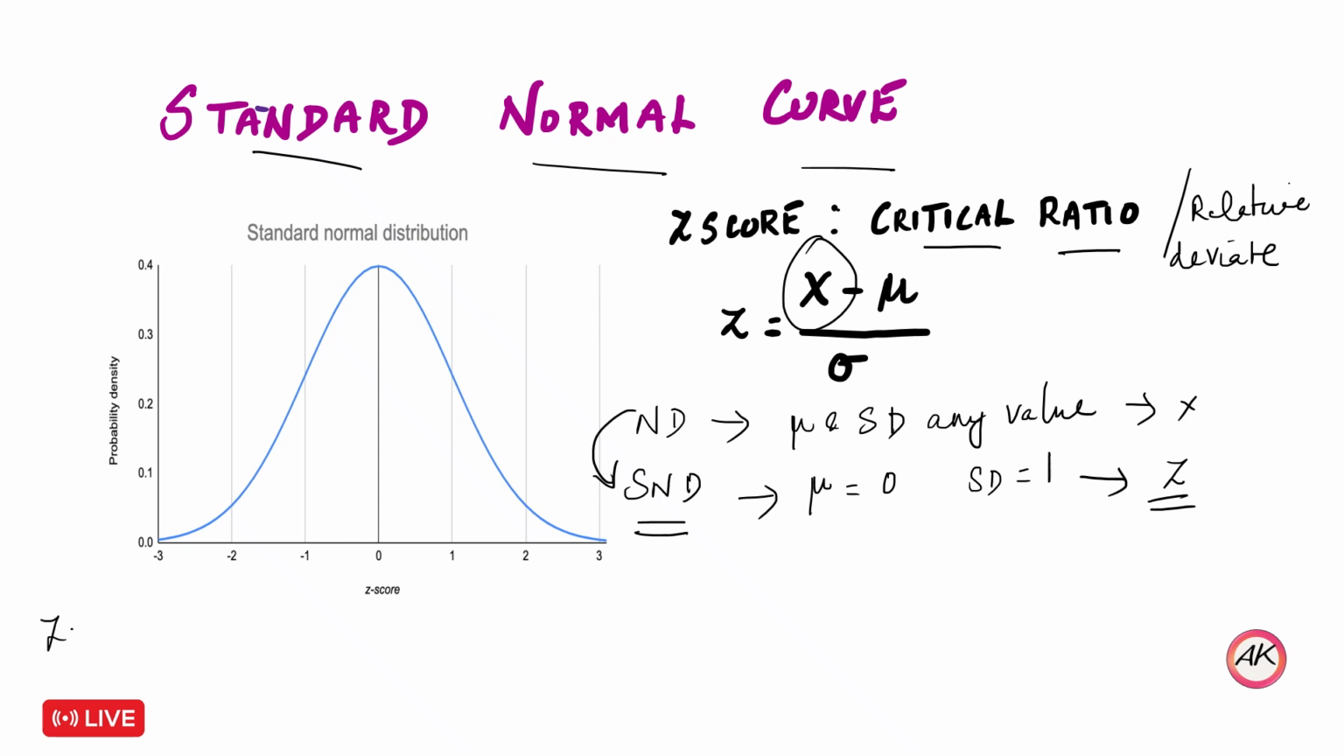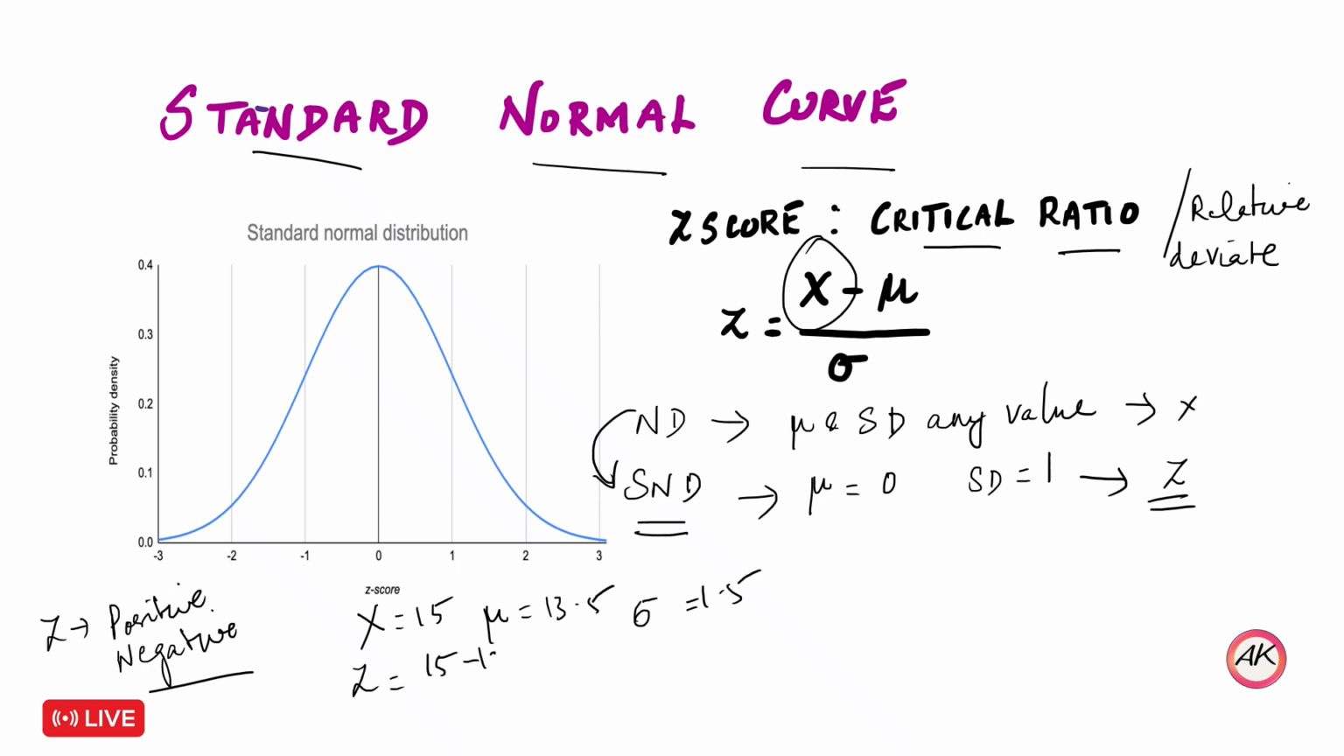So z-score can be positive, it can be negative. If it is positive, the value is above the mean. If it is negative, it is below the mean. If it is 0, it is equal to the mean. Now let's take an example. Suppose your individual value, the random variable, is 15. Mean is 13.5 and sigma, that is standard deviation, is 1.5. The z-score will be (15 minus 13.5) divided by 1.5, which is equal to 1. Now the z-score is 1, so it is positive. It is definitely above the mean.